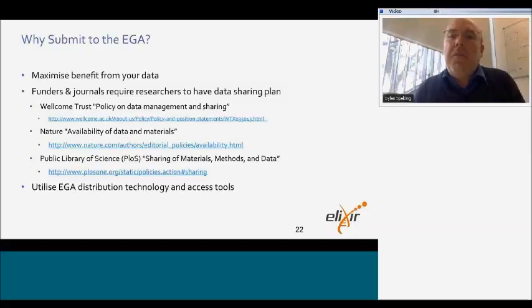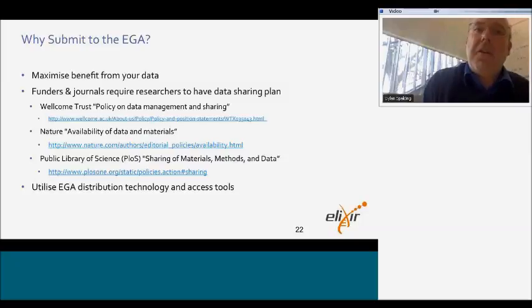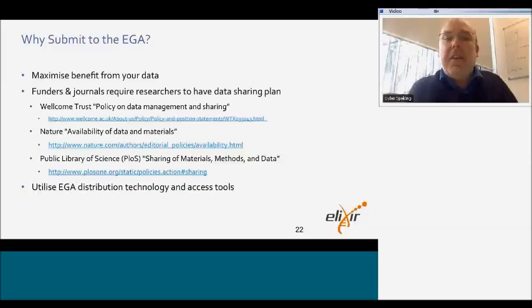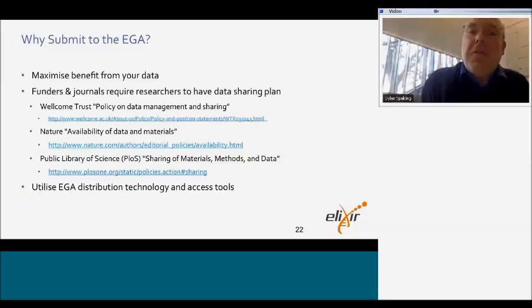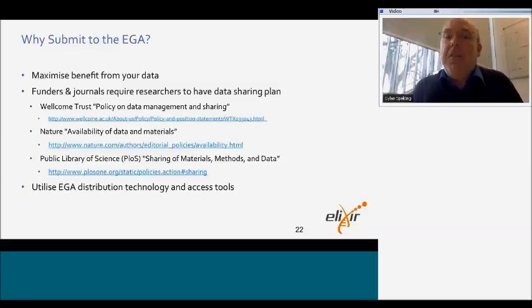So why do people submit to EGA? Why do we think it's important that people submit to EGA? Well, it maximizes the benefit from the data. So we distribute it for you, and we deal with the controlled access and so on. Funders and journals now require researchers to have a data sharing policy. The examples of this would be the Wellcome Trust and their policy on data management and sharing, but also journals such as Nature and PLOS also having policies in terms of the availability of data and materials.